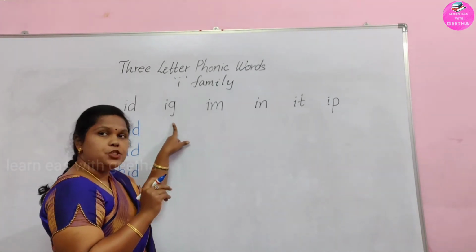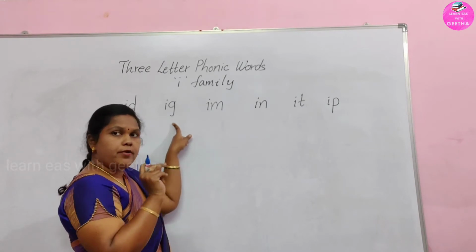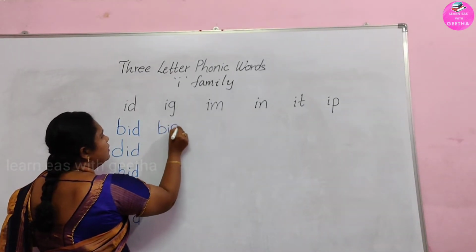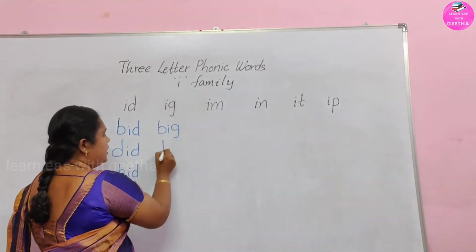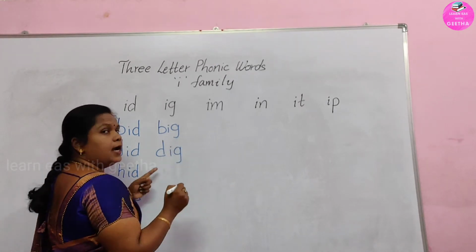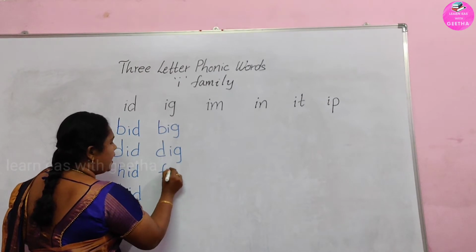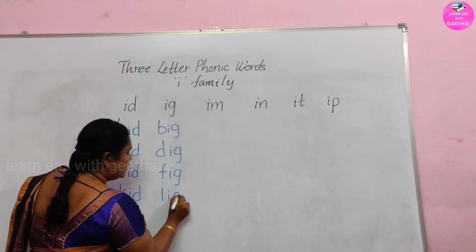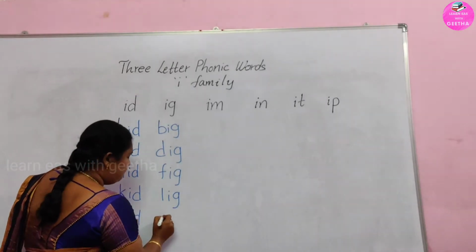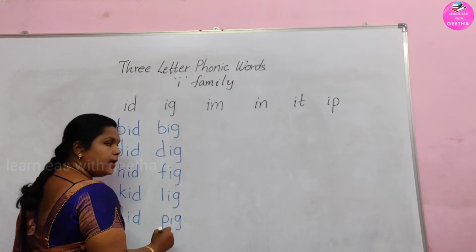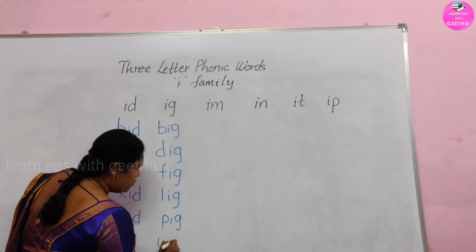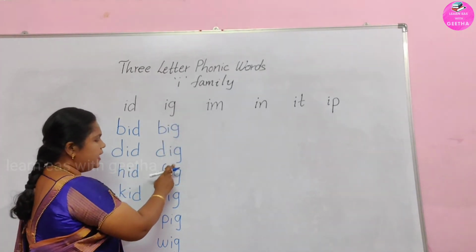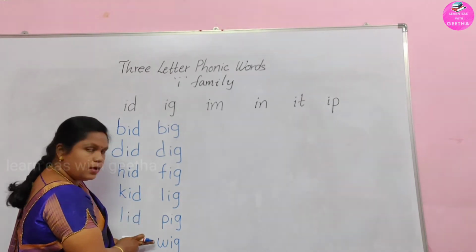The next one is I, G, ig. Now we will write words with ig. B, I, G, big. F, I, G, fig. L, I, G, lig. P, I, G, pig. W, I, G, wig. What do we have? Ig. Big, dig, fig, lig, pig, wig.